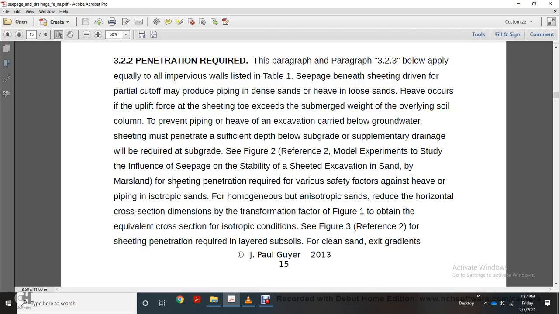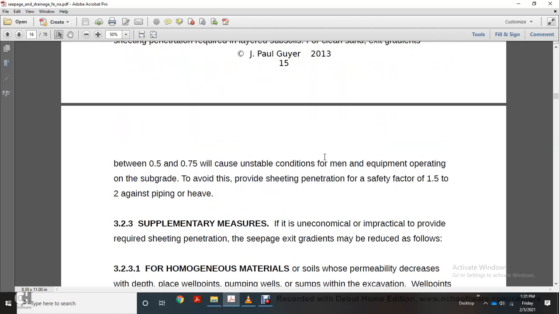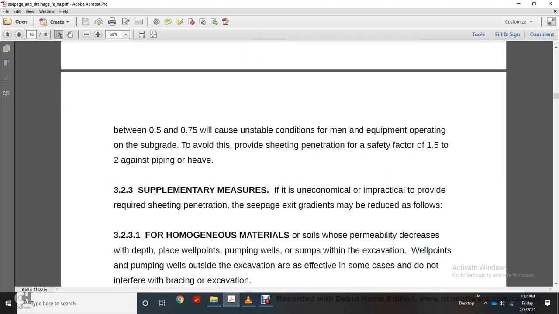For sheet preparation, required penetrations with the various safety factors against heave and piping are given for isotropic sand and for homogeneous anisotropic sands. Reduce the horizontal cross-section dimension by the transformation factor of figure 1 to obtain the equivalent cross-section with isotropic conditions. See figure 3 for the sheeting penetration required. In layered subsoils of clean sand, exit gradients of 0.5 to 0.75 will cause unstable conditions, with the benefit of the equipment operating for the subgrade void, providing sheet penetration for a safety factor of 1.5 to 2 against piping and heave.